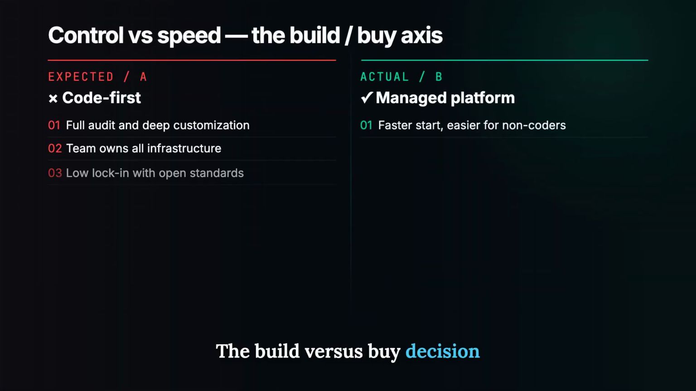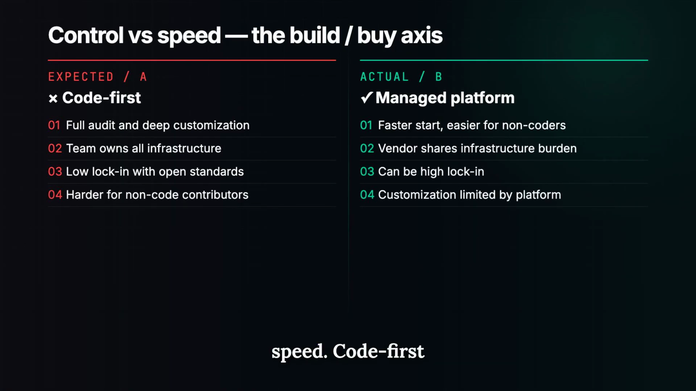The build versus buy decision comes down to control versus speed. Code-first approaches give you full audit and deep customization, but require strong skills and the team owns all infrastructure maintenance. Managed platforms start faster and are usually easier for non-coding contributors, but lock-in can be high and customization depends on platform limits. A hybrid is usually the most realistic approach. Deterministic tests stay in the repository. AI assists with authoring and triage. Specialized services handle visual validation or device clouds.